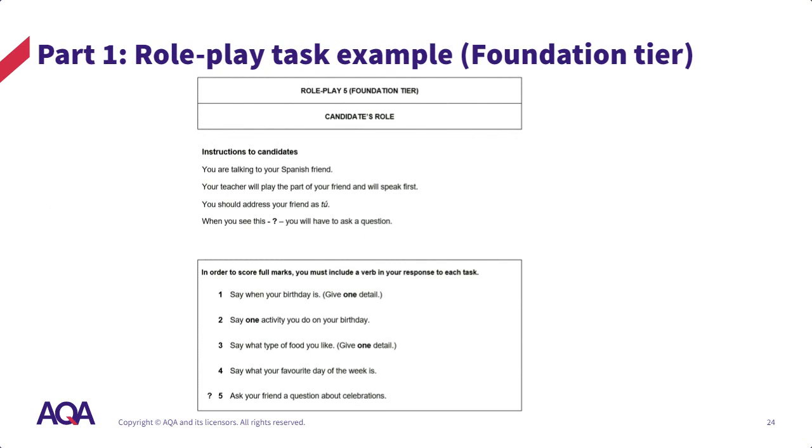Here we have an example of the candidate card for a foundation tier role play. So there are very clear instructions to candidates in accessible language. All of our role plays use informal address, but if students use formal address, they can, as there's no penalty. Informal address is much easier.